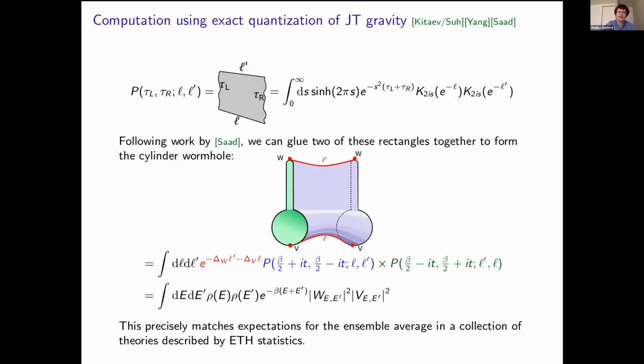You can also compute this thing, not classically, but exactly using a quantum description of JT gravity. An important ingredient in that is this rectangle propagator that takes you from a geodesic of length L to a geodesic of length L prime. It has some expression involving Bessel functions. I'm not going to go through this in much detail, but following work by Phil Saad, there's a really beautiful way of doing these kinds of calculations where you just glue together these rectangles. You make this cylindrical wormhole by gluing together a couple of rectangles and integrating over the lengths appearing in this propagator.